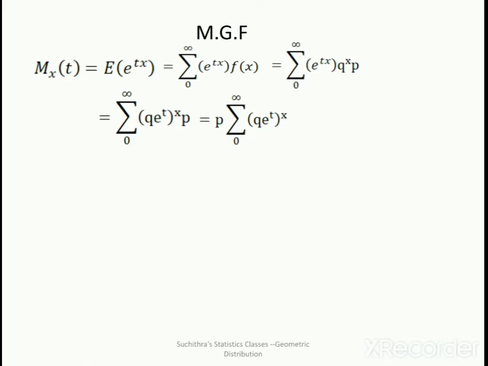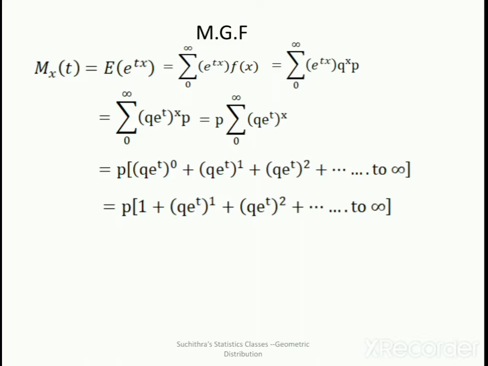Take the p outside, we will get p into summation 0 to infinity q e raised to t all raised to x. Substituting various values of x in the expression, you will get p into q e raised to t all raised to 0 plus q e raised to t all raised to 1 plus q e raised to t all square plus etc. up to infinity. That is p into 1 plus q e raised to t, q e raised to t all square plus etc. which is p into 1 minus q e raised to t all raised to minus 1.